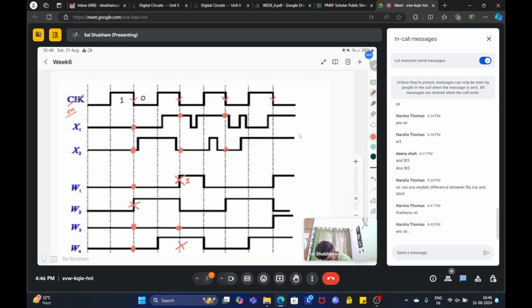Similarly, this is 1, this is 0, so output should be 0. Here this is 1 and this is 1. Both are 1, so output should be 1. So here you have a transition. So W3 is the answer.